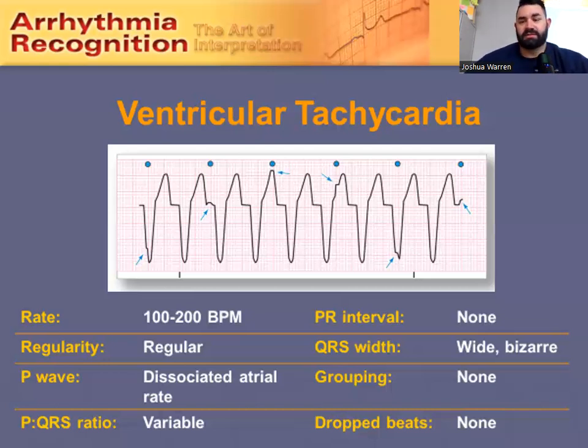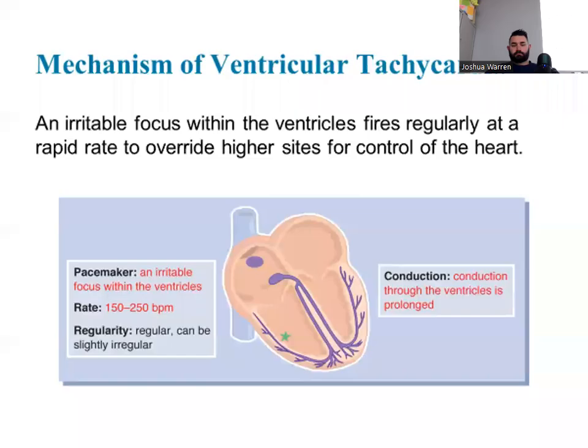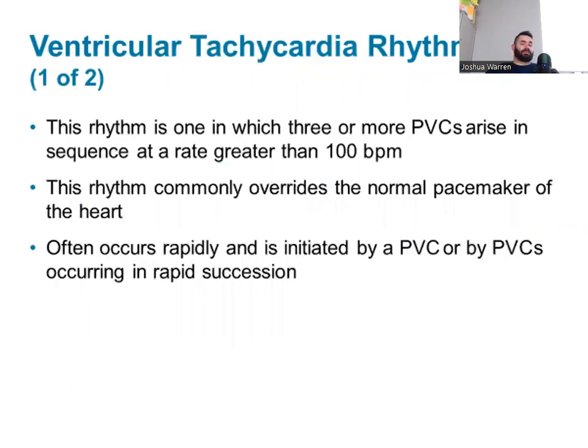So that is how we would manage that. The VTAC still carrying on with that. We're saying that this is a rhythm where 2, 3, 4, 5 PVCs have banded together, and they have overridden the normal pacemakers of the heart. It can occur rapidly and be initiated by a PVC or by a bunch of PVCs in rapid succession. Just know that PVCs appearing is an opportunity for that ventricular ectopic beat to take over the whole show.